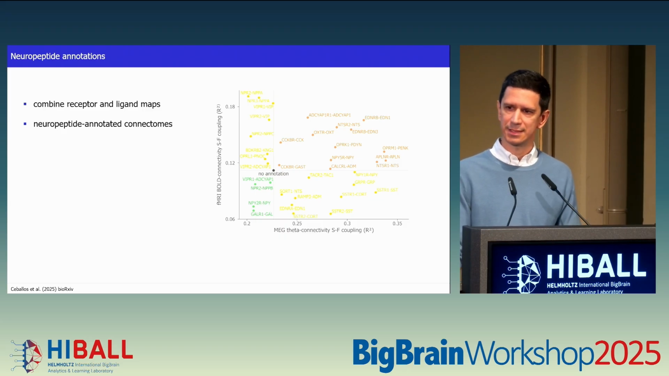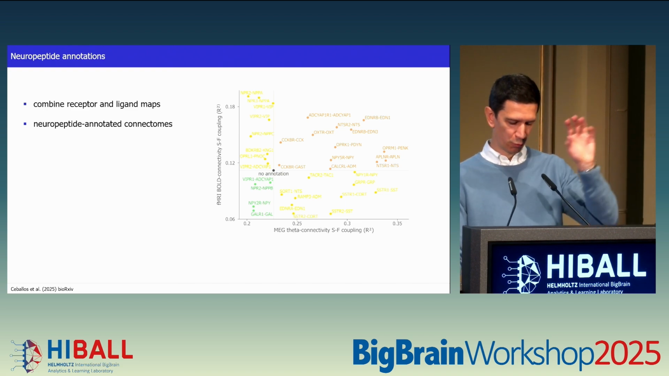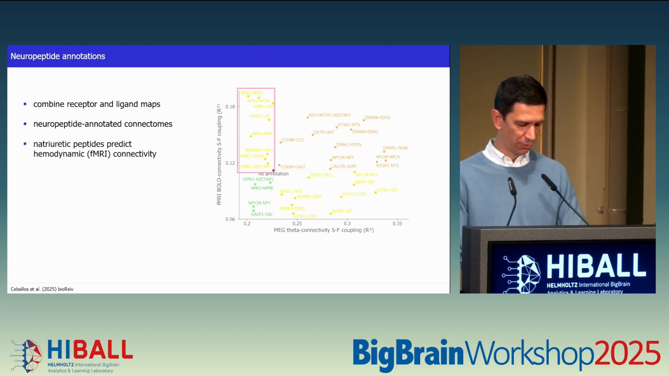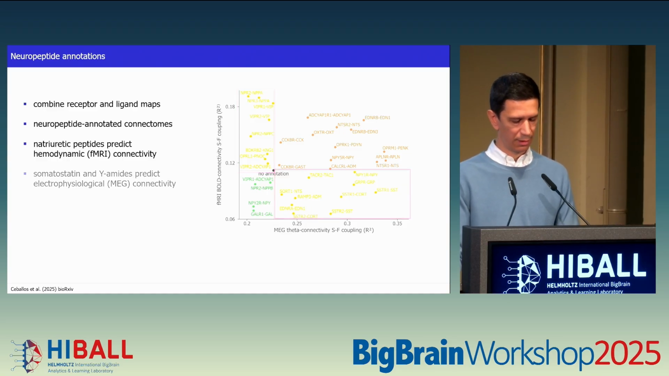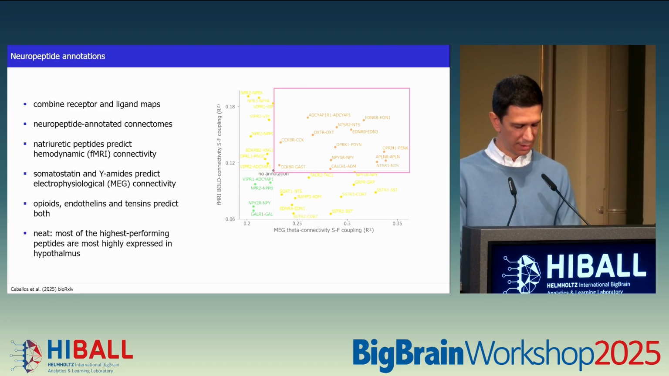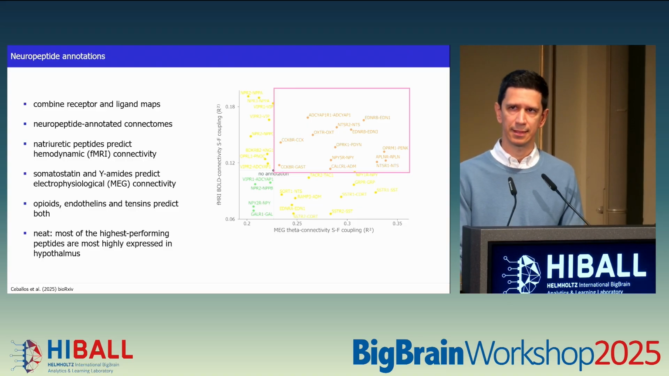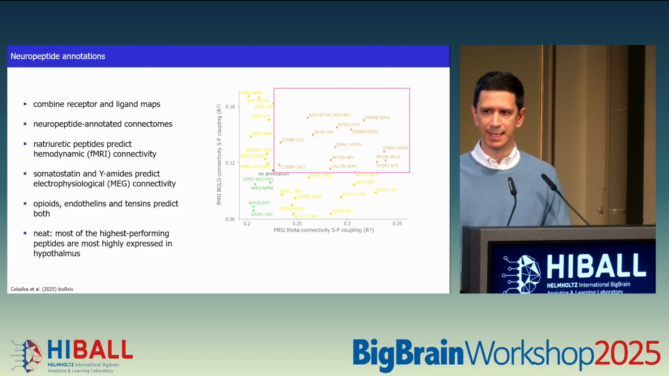But then you see really cool things where a lot of these different receptors actually help you to predict different types of data. For example, natriuretic peptides, which are known to modulate blood pressure, predict hemodynamic connectivity. Somatostatin and RF-amides are very well known to be related to oscillations and electrical activity, and they tend to predict MEG connectivity. And then endothelins, tensins, and the like, things that modulate the tone of blood vessels, help you to predict both MEG and fMRI.